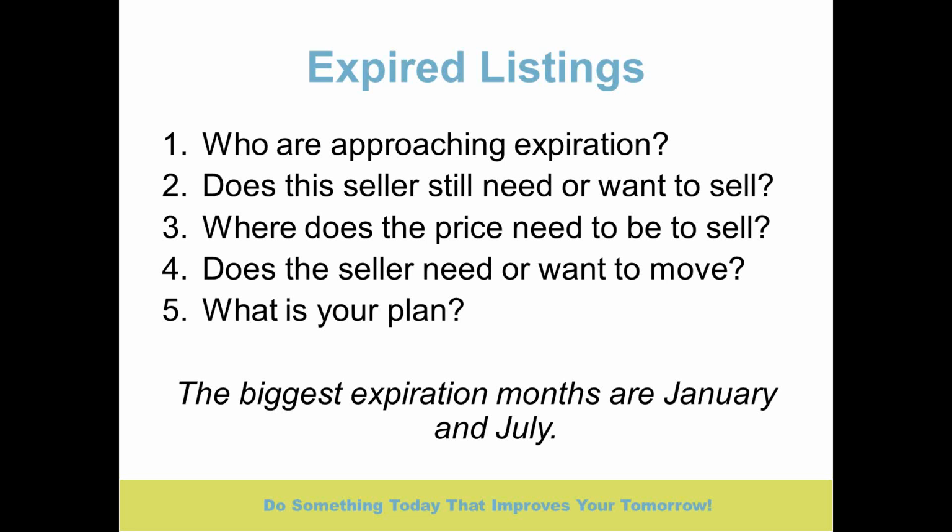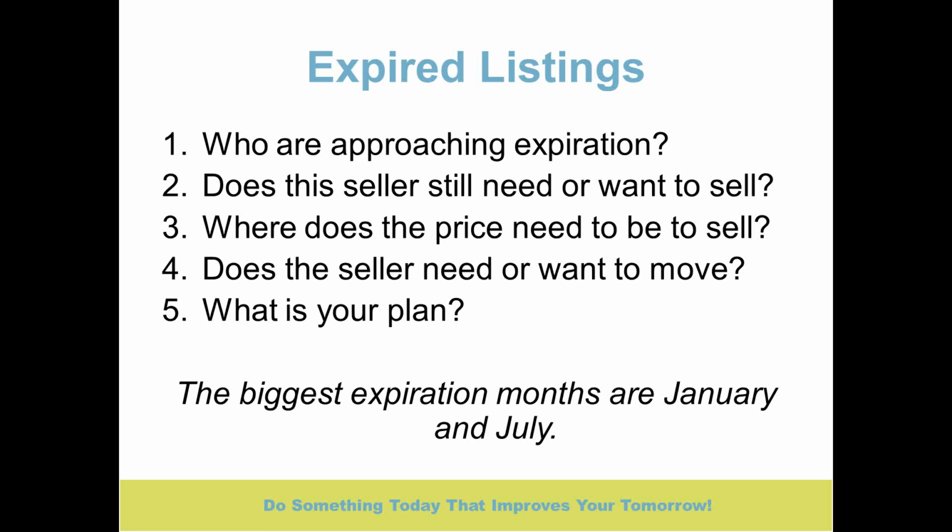Why? Because people who list in July, August, and September will often tell the realtor, I'll give you until the end of the year. If you can sell the house, fine. And if you can't, we'll move on. But you need to know this. You need to have a plan for this. You need to have a discussion, not in January and July, about what we're going to do about expired listings.